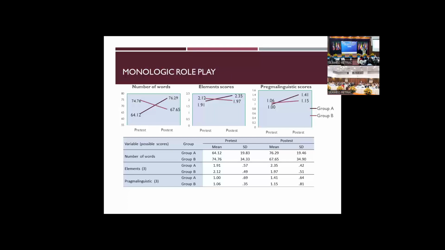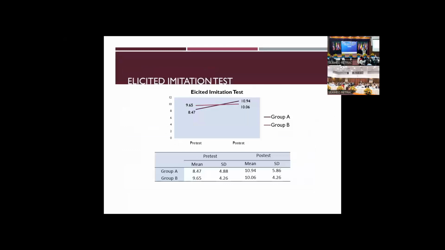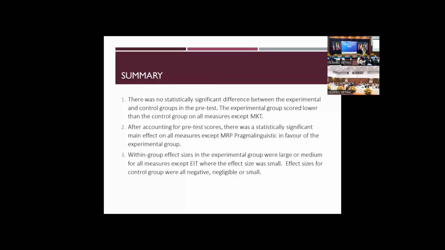This shows you the results. Group A is the experimental group, and Group B is the control group, the group that did not get instruction, right? I'll run through those because of time, and I'll just go to the summary. Well, there was no statistically significant difference between the experimental and control groups in the pre-test. So in the pre-test, they were the same, right? By and large.